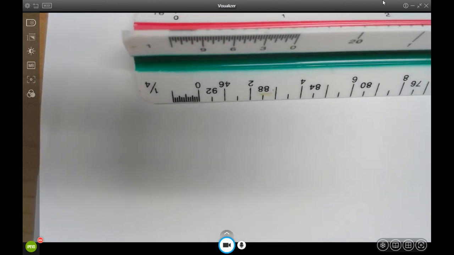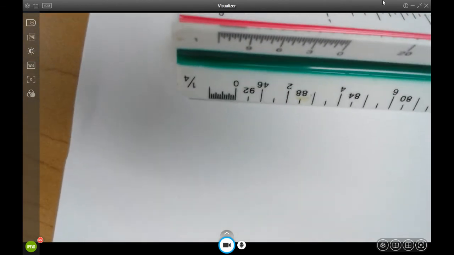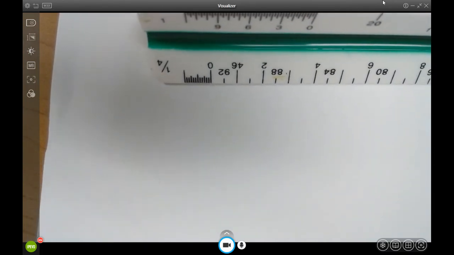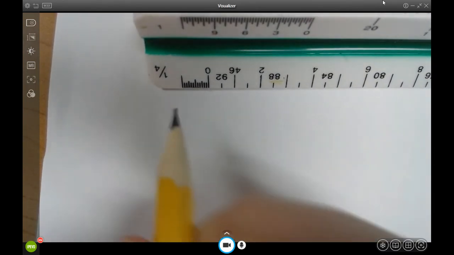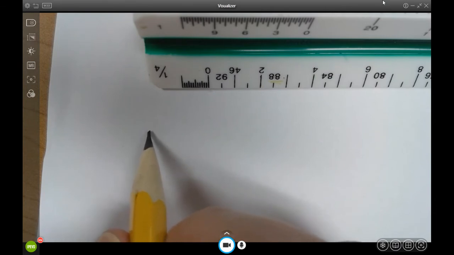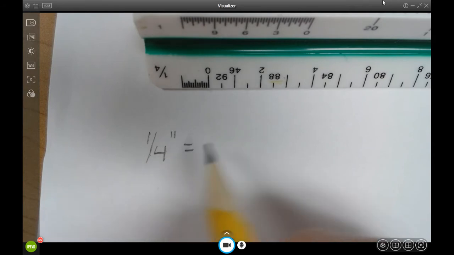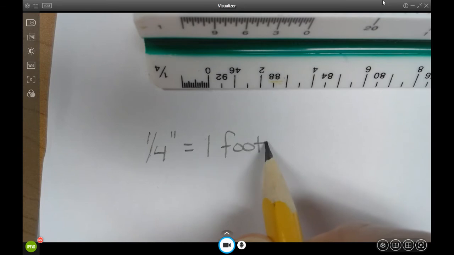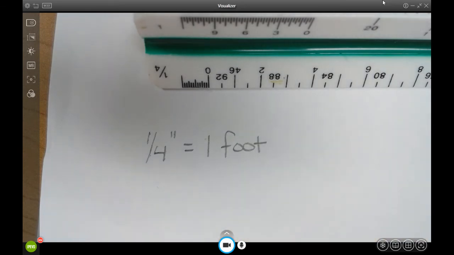The way we go ahead, and I'm going to shift this a little bit because otherwise I'm not going to be able to write. Okay. So the way we would represent our scale, if we were writing it out, is we would write 1/4 of an inch equals 1 foot. Okay, so for every foot, using a 1/4 of an inch scale, 1/4 of an inch would represent that. All right, so that's what our scale would be if we actually wrote it out.